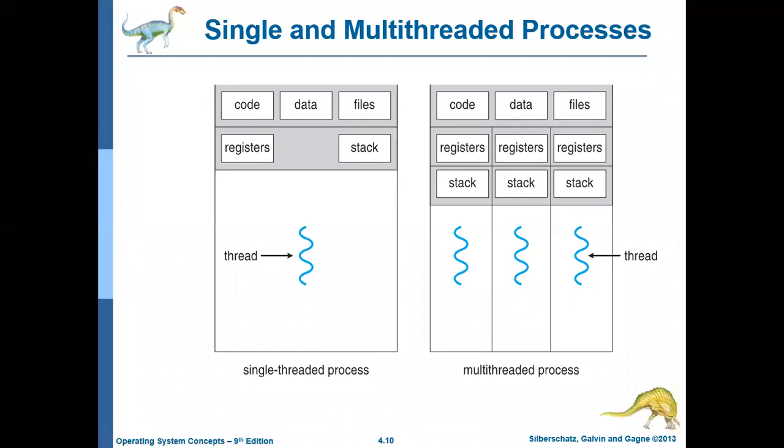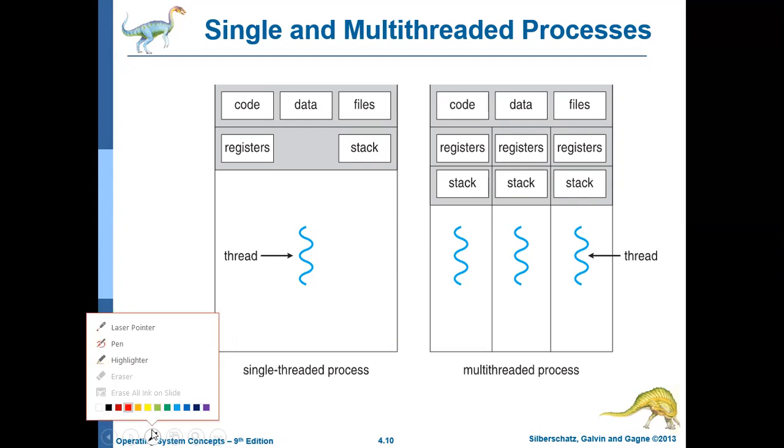We can also call a thread a lightweight process. A thread consists of a thread ID, a program counter, a register set, and a stack. So all these are part of a thread.